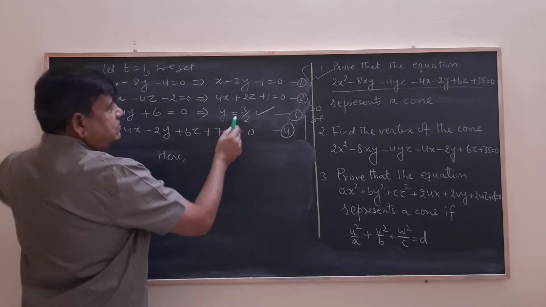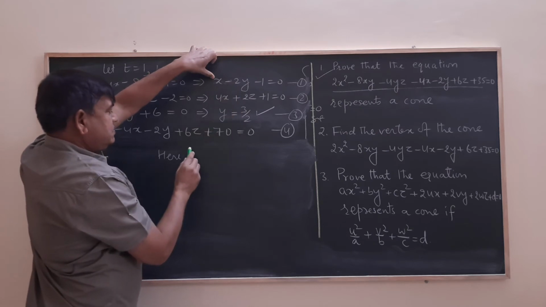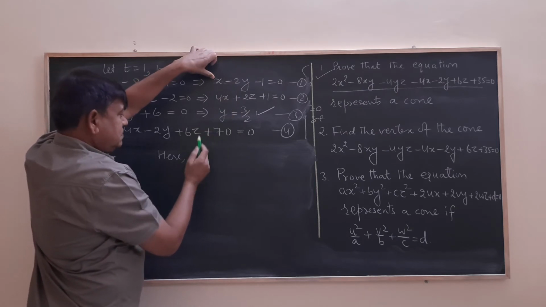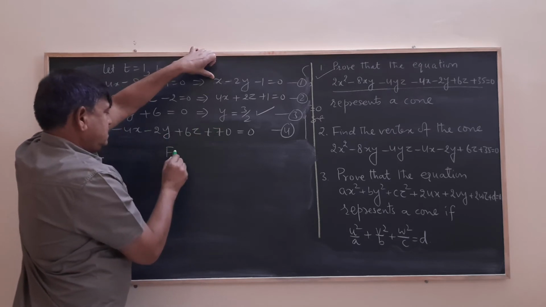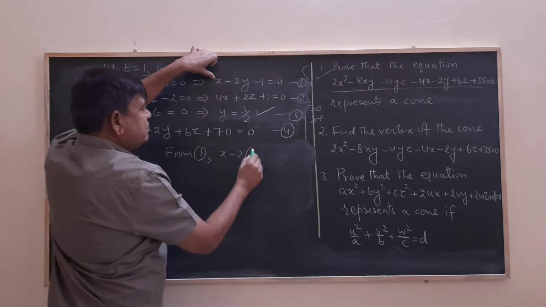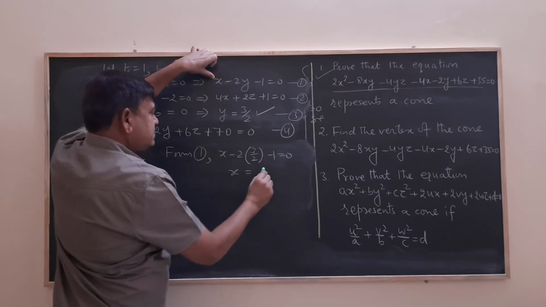y equals to 3 by 2. So we substitute the value of y in the first equation. So here from first, x minus 2 times y, which is 3 by 2, minus 1 equals to 0. So x is 4.